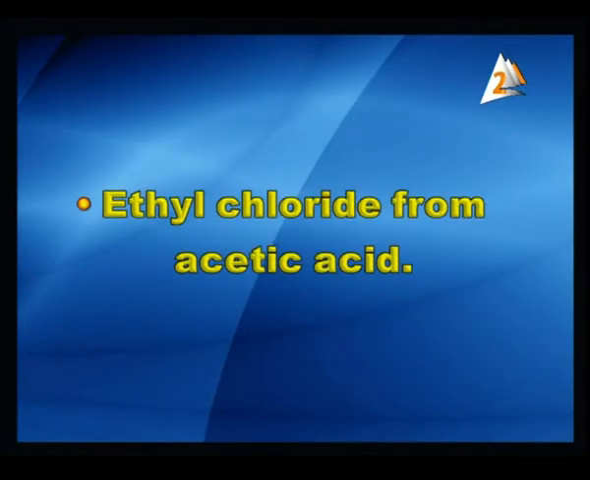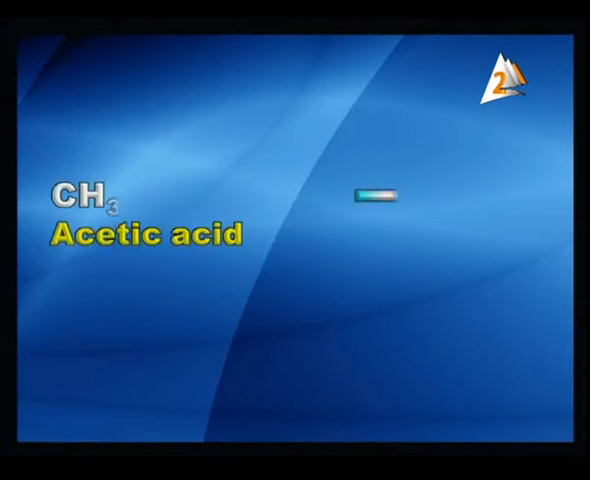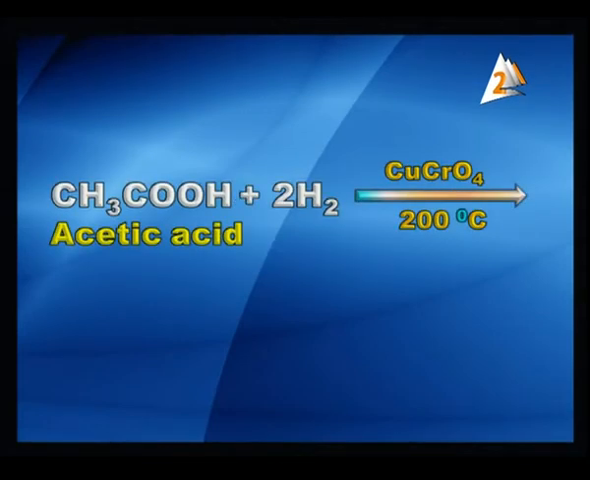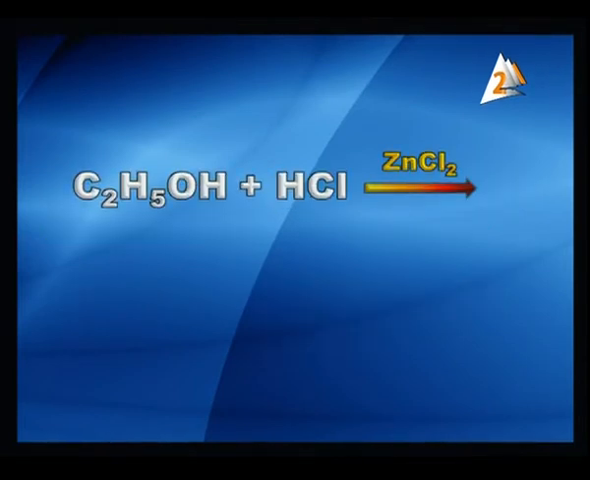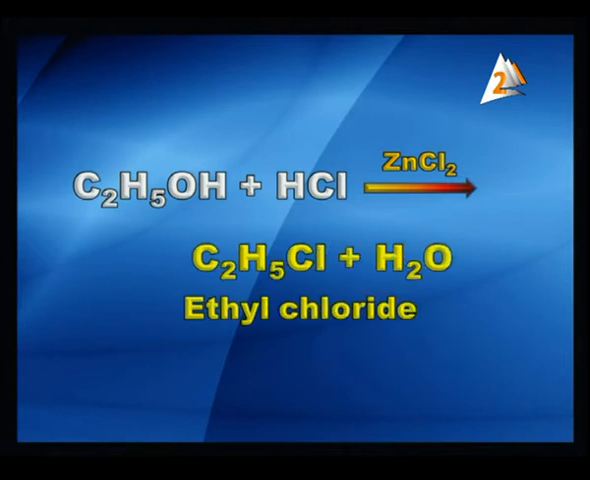Ethyl chloride from acetic acid. Here, on reduction of acetic acid in the presence of copper chromate at 200 degrees Celsius, it gives ethanol and water is produced. Then, ethanol reacts with hydrogen chloride in the presence of zinc chloride, it gives ethyl chloride and water is produced.